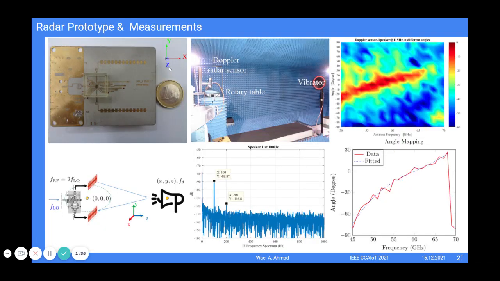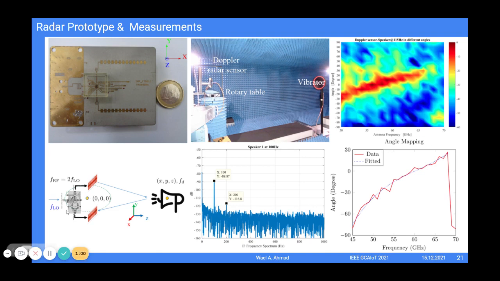We use this antenna to build this radar sensor. Two antennas, TX and RX, built a bistatic radar with a 60 GHz chip, and then we are building this experiment where the radar is facing a vibrator, which is a loudspeaker here. We can load a 100 Hz tone for the speaker, and then we can detect the vibration due to this tone by the Doppler radar. Here we detected the 100 Hz loaded tone and its harmonics.